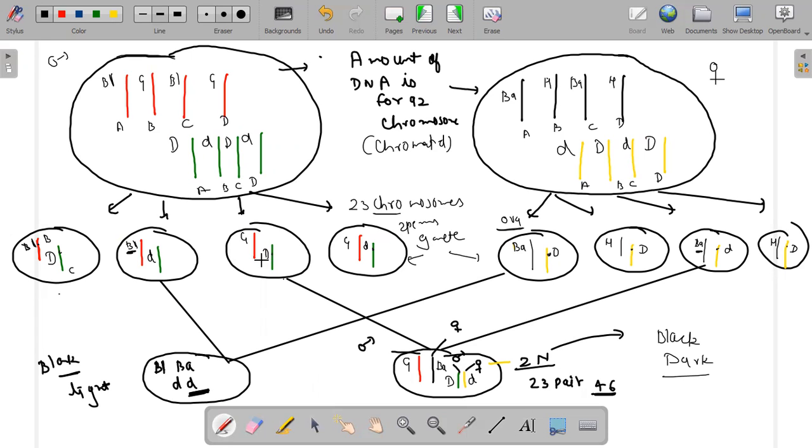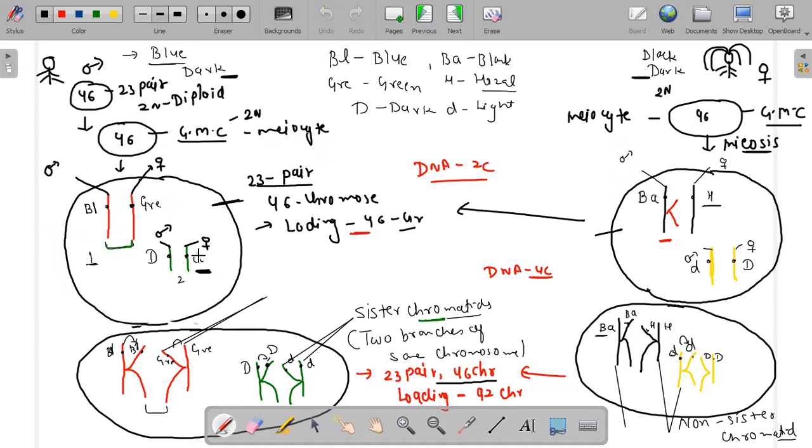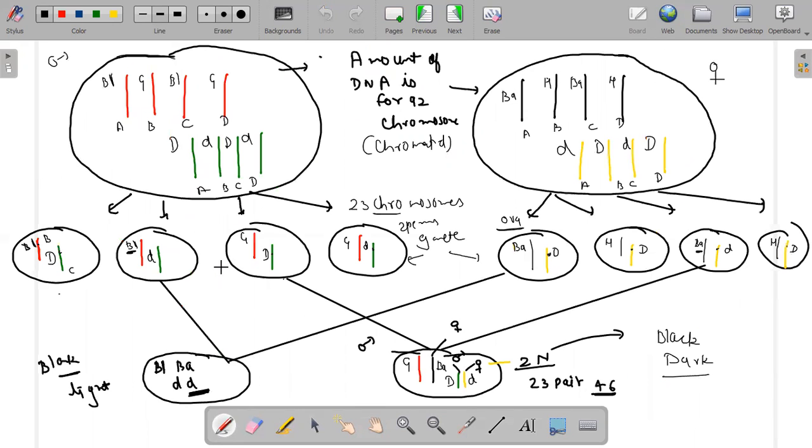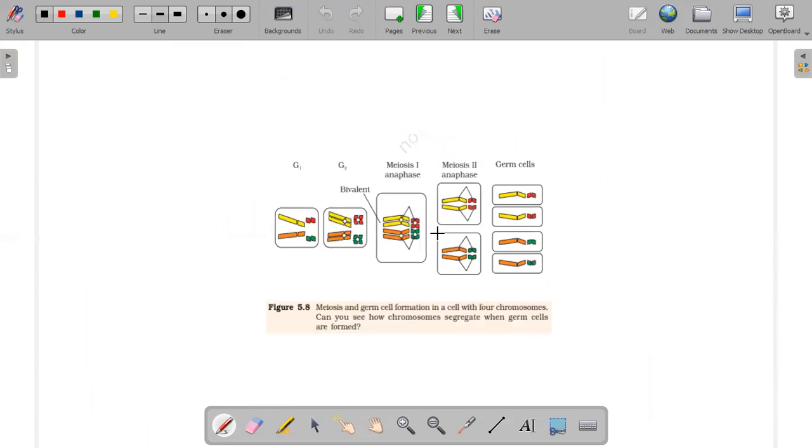I'm only taking 2 pairs here. I started with 2 pairs, and I'm taking only 2 characters. One is for eye color and another is for skin color. And you have to consider this with 25,000 characters. So you can see how the blending occurs and why we are versatile and why there is variation.